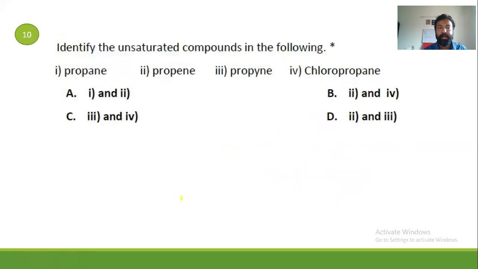Okay, number 10. Identify the unsaturated compounds in the following. If I take the 10th one, option D, which consists of 2 and 3, that is ene and yne. This is ane, this is ane. You need to check here that ane is a single bonded alkane. You can see the suffix. The suffix is ane. Ane means single bonded compounds. Ene is double bonded and yne is triple bonded.